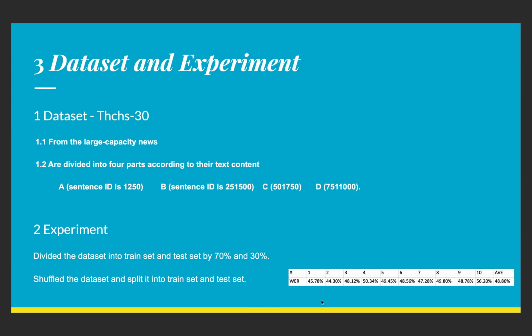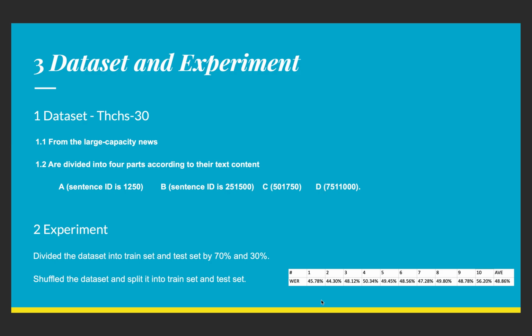And here we have the data setting experiment. The data set is DHCHS30, and the text of it is selected from the large capacity news, and the purpose to do that is to expand the 863 voice library and choose about 1000 sentences to record.